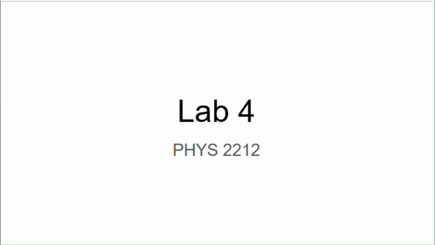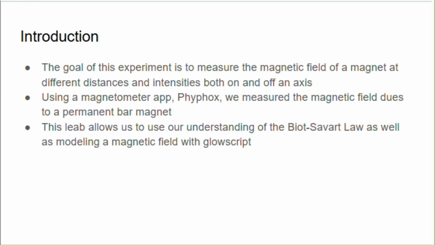This is lab 4 for physics 2. In this experiment, the goal was to measure the magnetic field of a magnet at different distances and intensities both on and off the axis. So we used the magnetometer app Firefox. We measured the magnetic fields due to a permanent bar magnet.